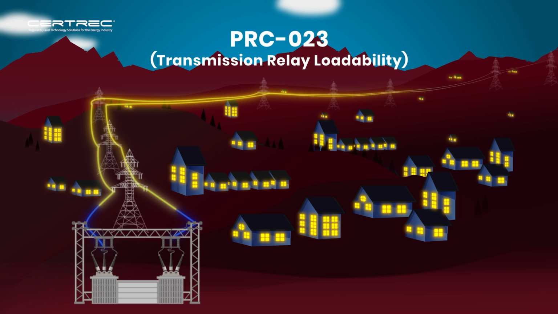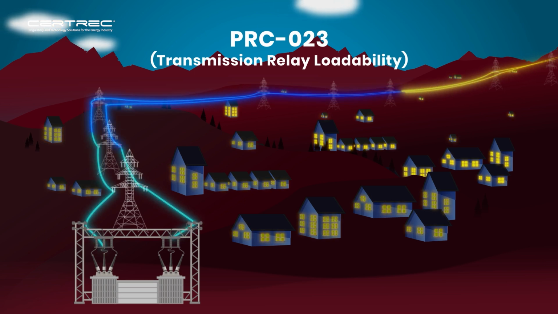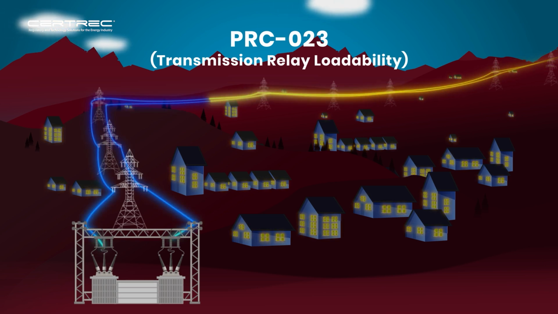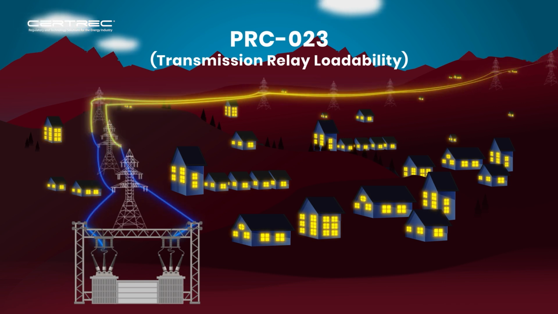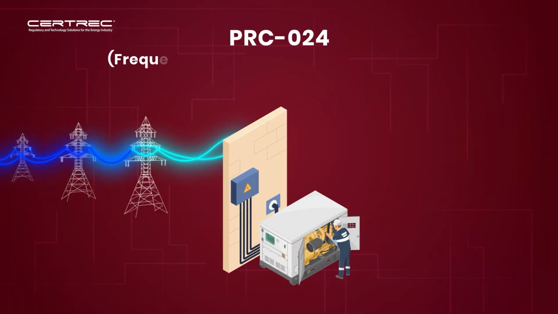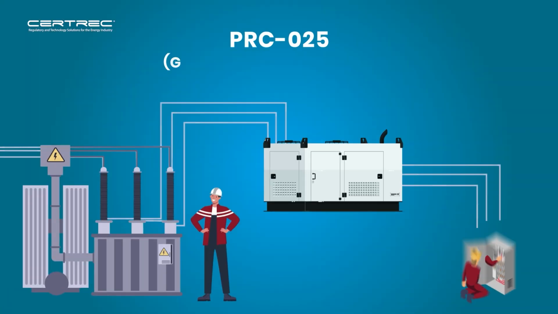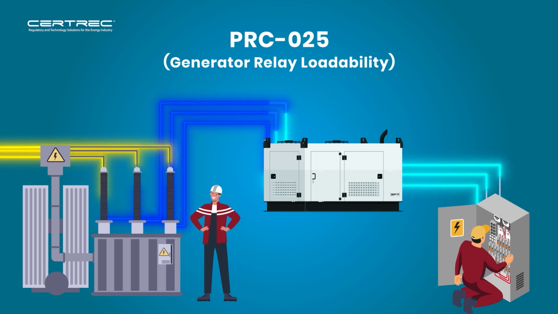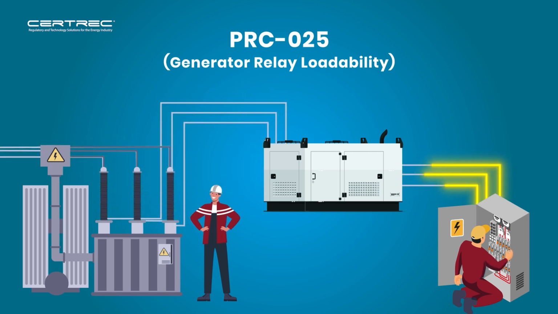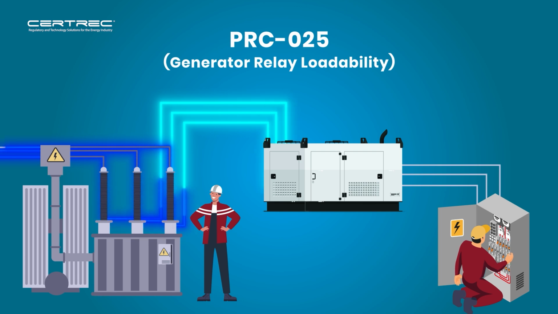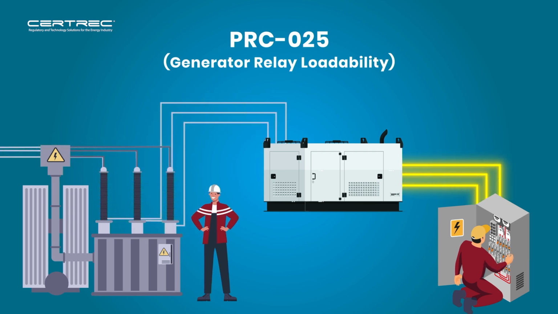PRC-023, Transmission Relay Loadability, sets loadability requirements for transmission relays to prevent unnecessary tripping during heavy load conditions. PRC-024, Generator Frequency and Voltage Protective Relay Settings, establishes relay settings for generators to ensure stability during frequency and voltage fluctuations without unnecessary tripping. PRC-025, Generator Relay Loadability, requires settings that allow generator relays to handle load conditions effectively, preventing unwarranted disconnections.